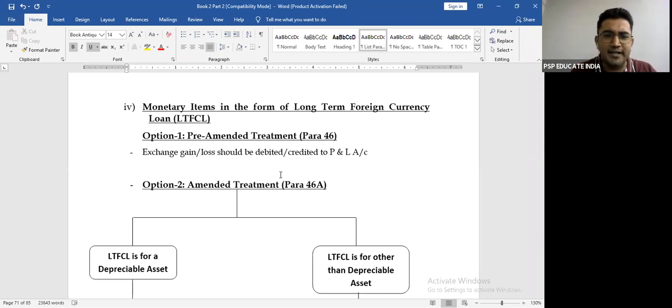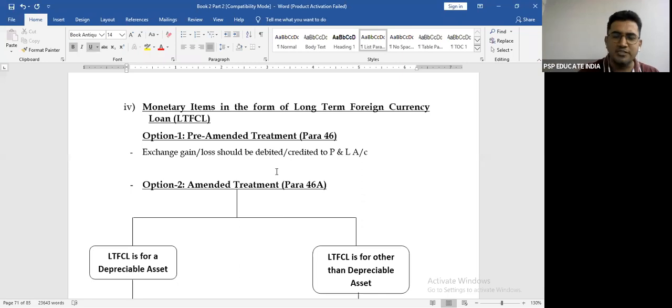It says monetary items in the form of long term foreign currency loan. मतलब आप इंडिया के बाहर से लोन लेके आए हो या इंडिया के बाहर आपने लोन दिया है, दोनों में से कोई भी एक चीज हो सकती है. You may have taken a loan or you may have given a loan, but the important point is that it is in the form of a long term loan which involves foreign currency as well. So it is monetary item in the form of long term foreign currency loan.